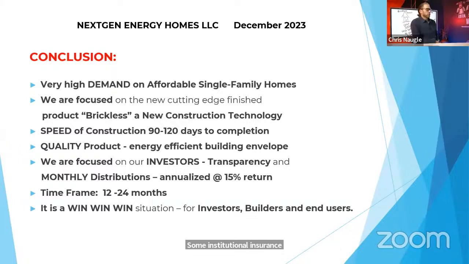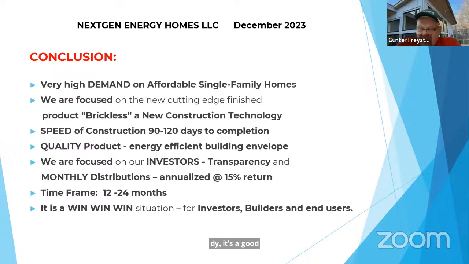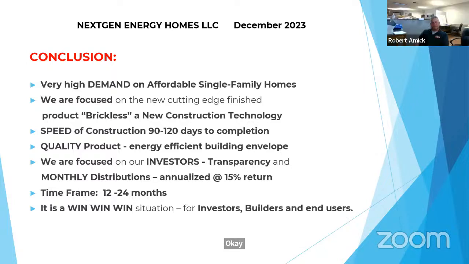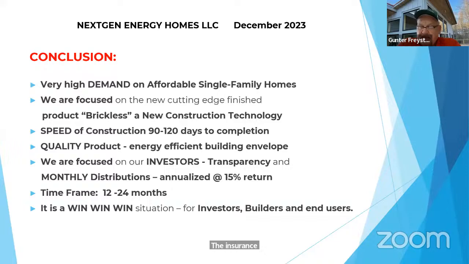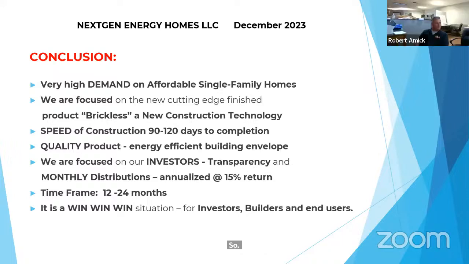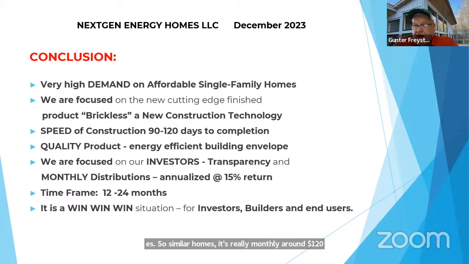Okay. But for everybody, it's a good question, Chris, for everybody to know. Over the last 6 months, the insurance bills, invoices we received on other houses or similar homes, it's really monthly around $120 per month, which is actually lower than you pay on the East Coast, much lower.